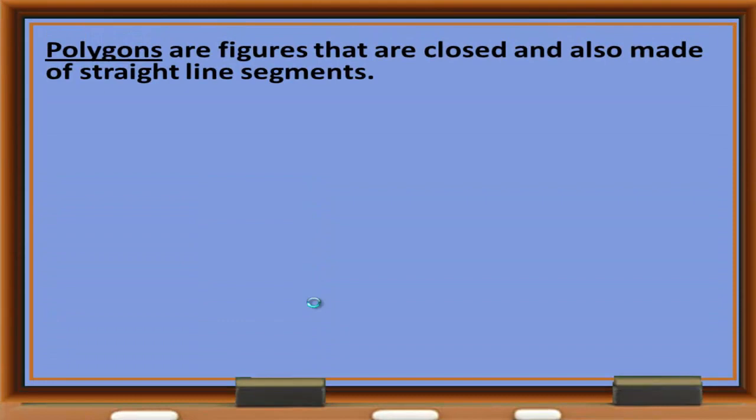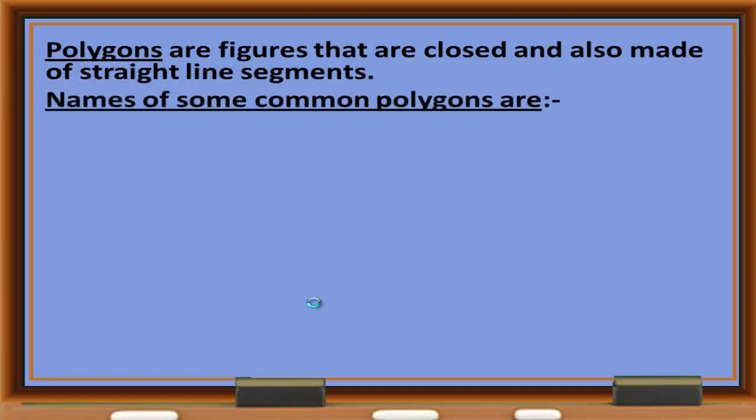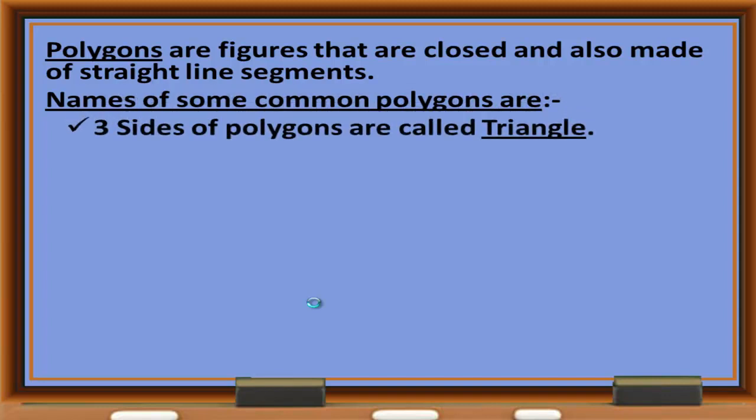Polygons. Polygons are figures that are closed and also made of straight line segments. Names of some common polygons are as follows. 3 sides of polygons are called triangle, as we have seen. If the number of sides are 3, the figure is called triangle.